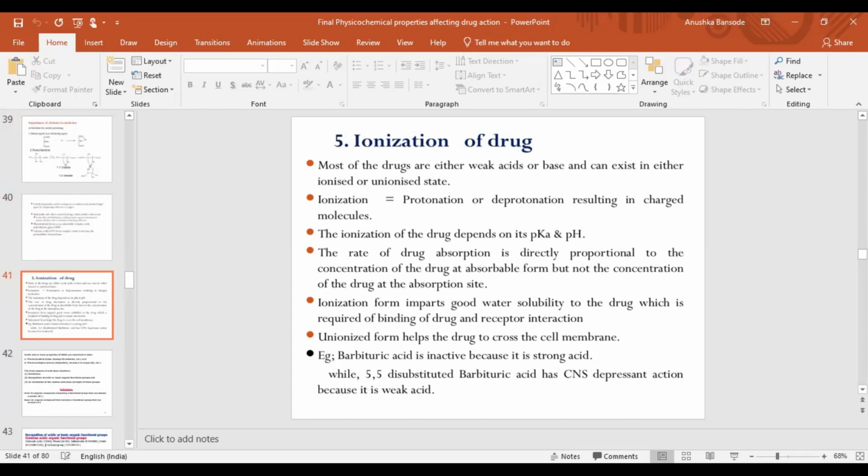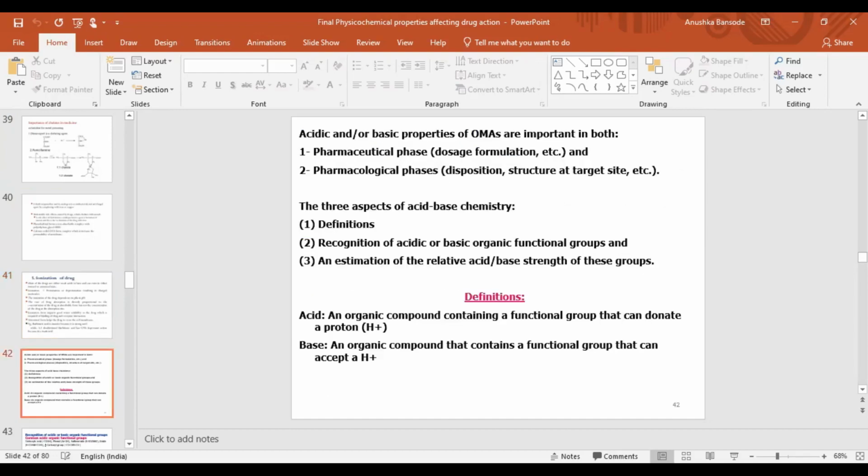Hence, the ionized form imparts good water solubility to the drug, which is required for binding of the drug and interacting with the receptor. The unionized form helps the drug to cross the cell membrane. An example: barbituric acid is inactive because of its strong acidic nature, while 5,5-disubstituted barbituric acid has a CNS depressant action because it is a weak acid. So acidic and basic properties are important in both phases. When I say both phases, one is the dosage form, which is the pharmaceutical phase, and the second is the pharmacological phase, which is the disposition, structure at target, etc.